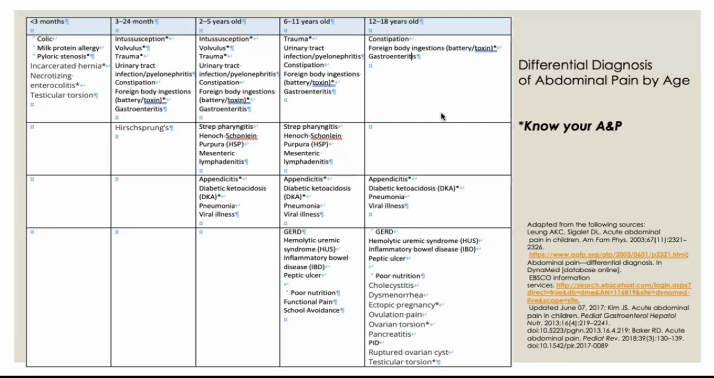So next, I've got a chart here. These are the different differential diagnoses of abdominal pain by age. So here at 3 months, colic pain is very common. Pyloric stenosis, right? Between 3 to 24 months, 2 to 5-year-olds. And you can see that some of them, such as strep, are common from 2 years old to 11 years old.